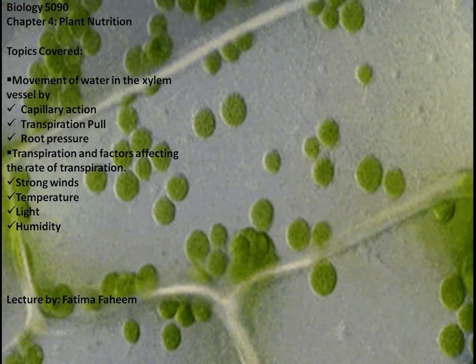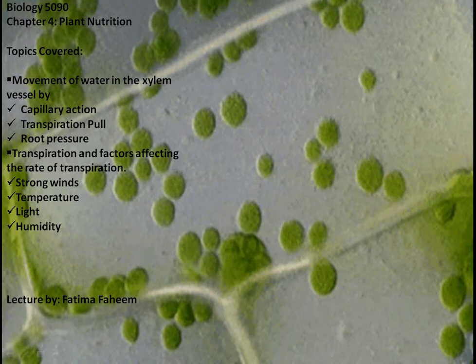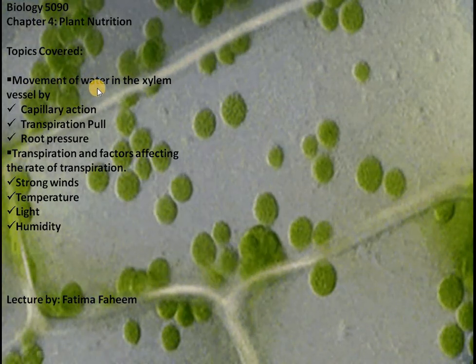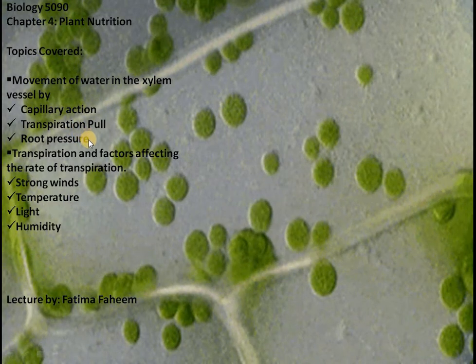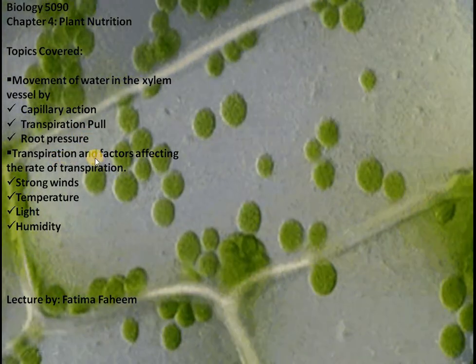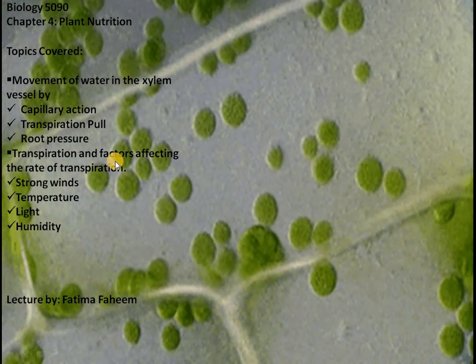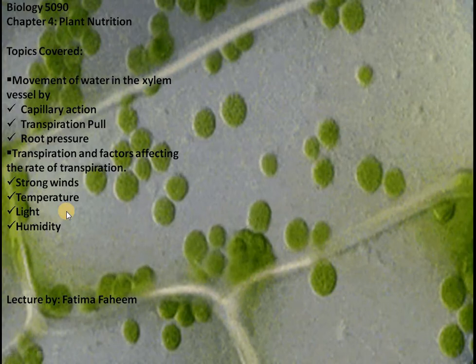Students, this is chapter number 4, plant nutrition. In today's lesson, we will cover the following topics. We'll see the movement of water in xylem vessel by capillary action, transpiration pull and root pressure. Then we will see what transpiration is. The factors that affect transpiration include strong winds, temperature, light and humidity.